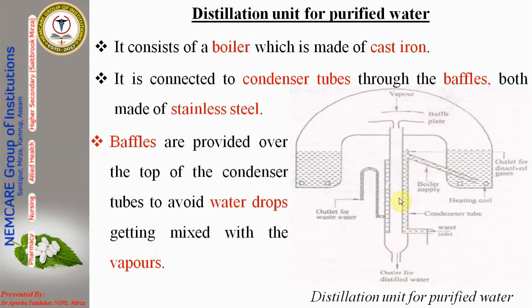So when the vapors are coming from this boiler, they are going to pass to the condenser, and the vapor is going to condense here. Because of this baffle, the water drop from the condensed liquid and the vapor, the gas, are not going to mix. That means the vapor will be coming from here, it will hit here and get condensed, and it will come out from here. It is not going to be mixed with the vapor.